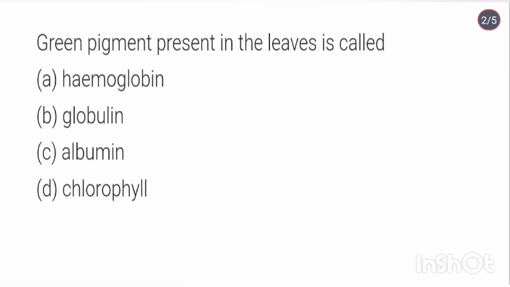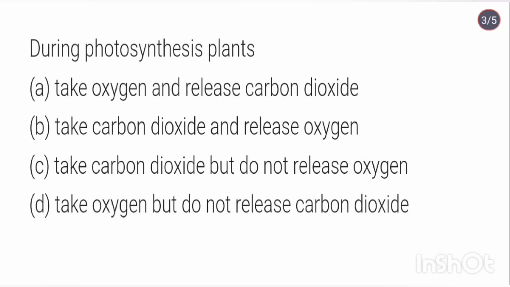Green pigment present in the leaves is called chlorophyll. Chlorophyll is a pigment that gives plants their green color and it helps plants create their own food through photosynthesis. During photosynthesis, plants take carbon dioxide and release oxygen.